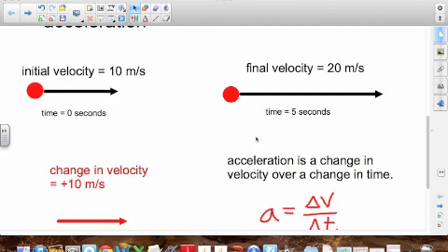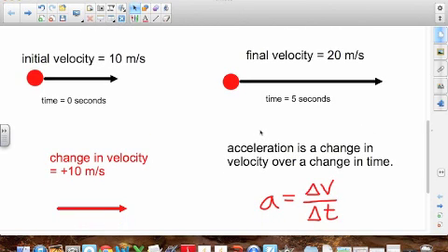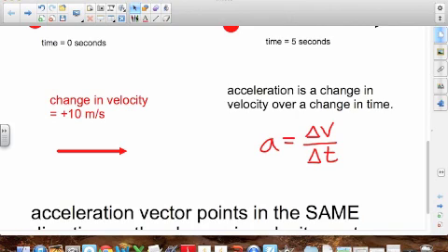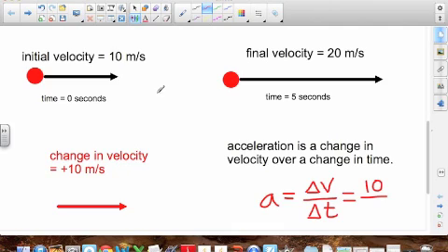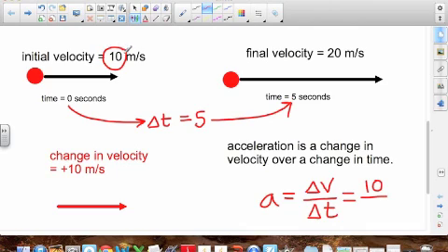Okay? So for instance, if we come back up here, the change in velocity is positive 10. Okay? So let's go ahead and write that down. Positive 10 meters per second. But it takes 5 seconds to go from 10 to 20.